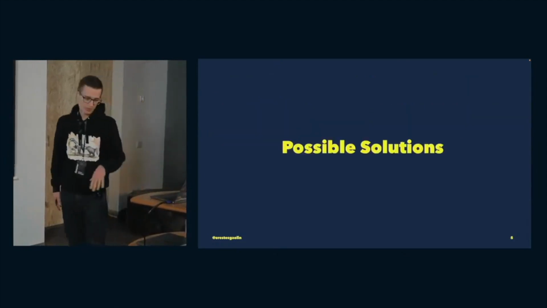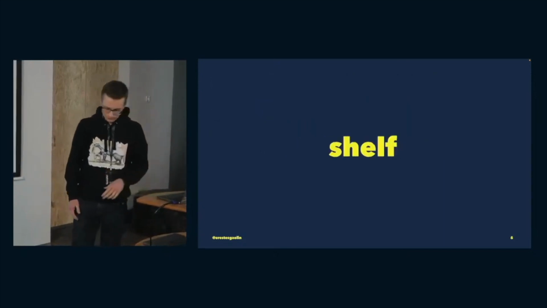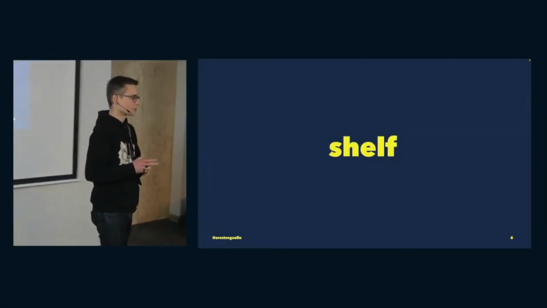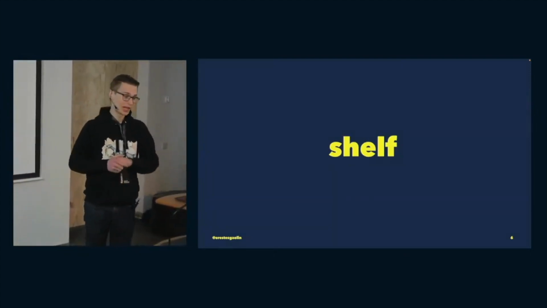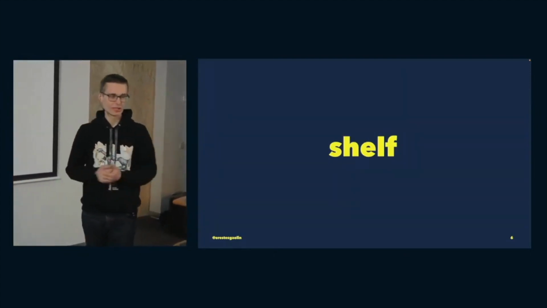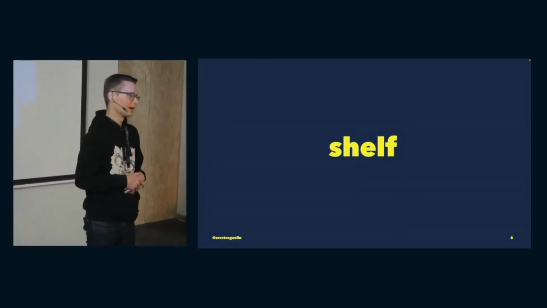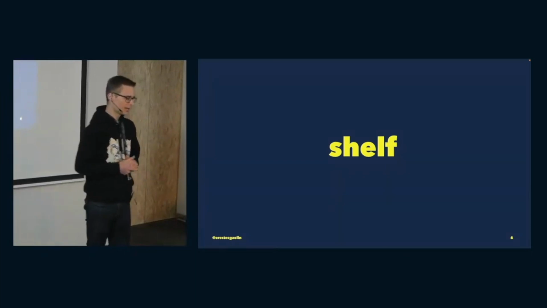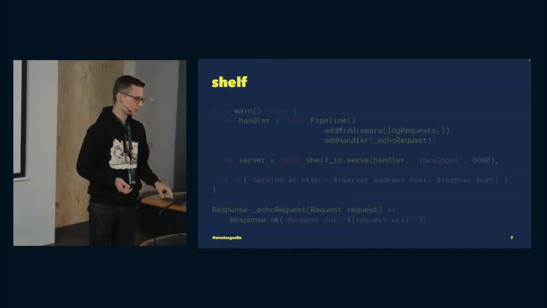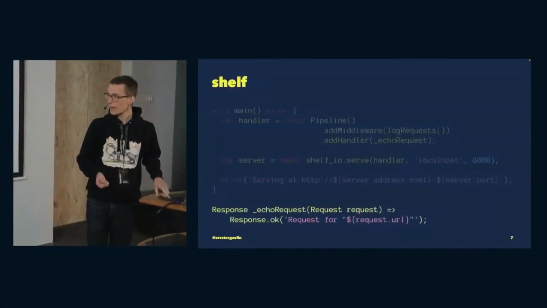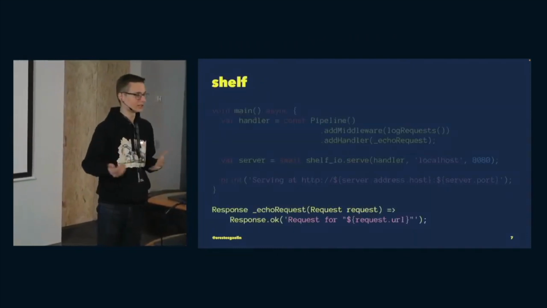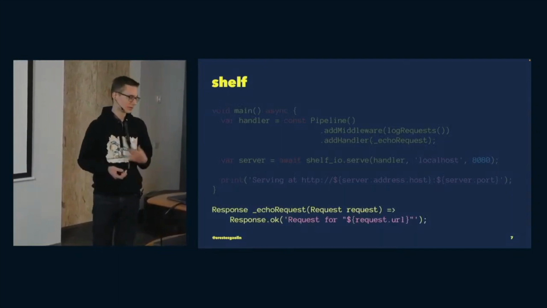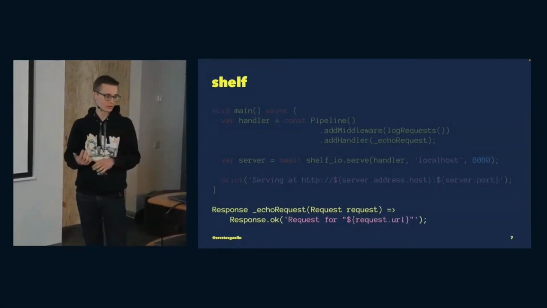So let's start with some possible solutions, and let's start with the obvious one, or the oldest one, which is called Shelf. Shelf is a library that was developed back in the day before Flutter to build the backend in Dart, and it's just a simple library that allows you to create really basic request handlers and servers. It supports things like middleware, so you can check for authentication, do some kind of pre-processing of the requests.